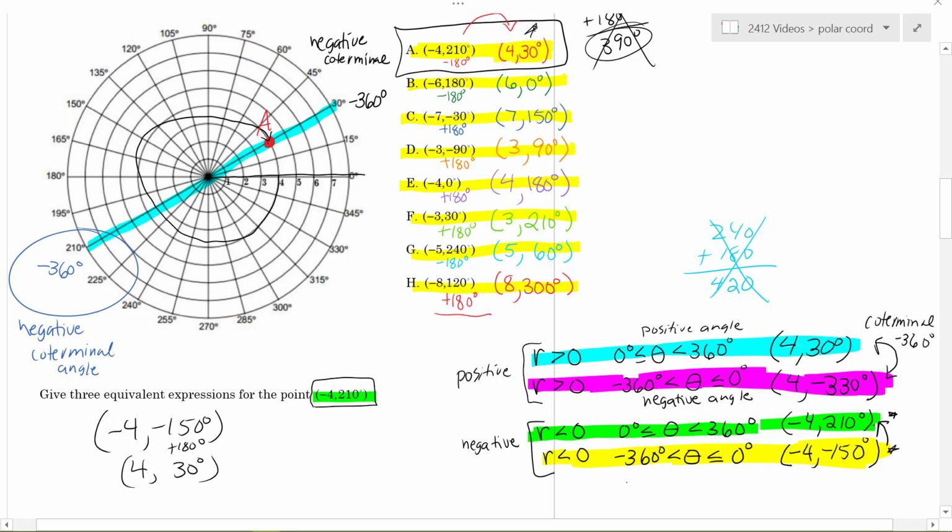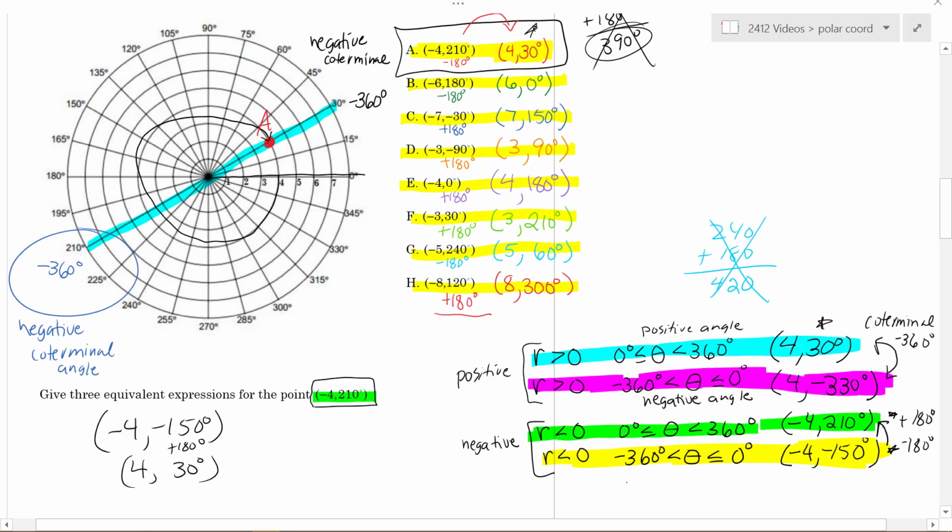To get to these two, the green and the yellow, the two angles with a negative R value, you can start with the original positive angle with that positive R value, and to find these you can add 180 and then subtract 180 from that 30 degree angle. If I add 180 I get 210, if I subtract 180 I get negative 150, and I can combine those two angles with that negative R value. So you can base everything off of that positive R, positive angle ordered pair: subtract 360 to get the second one with the positive R value, and add or subtract 180 to get to those negative R value equivalent expressions.